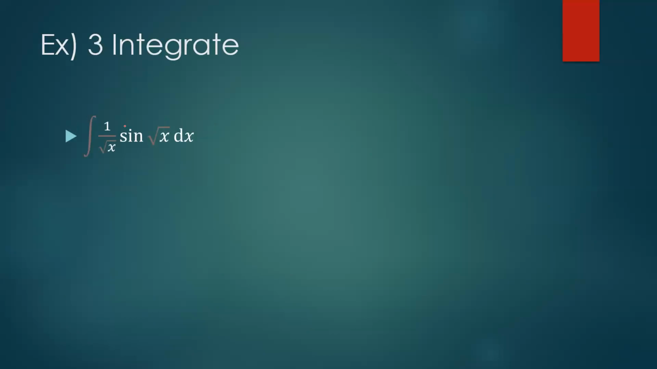So example 3 says, integrate 1 over square root of x times sin of square root of x dx. If you want, this sin could be in parentheses. That makes it easier. So what do you think our u is going to be? Go ahead and just try it, figure it out. But I think our u is going to be square root of x.